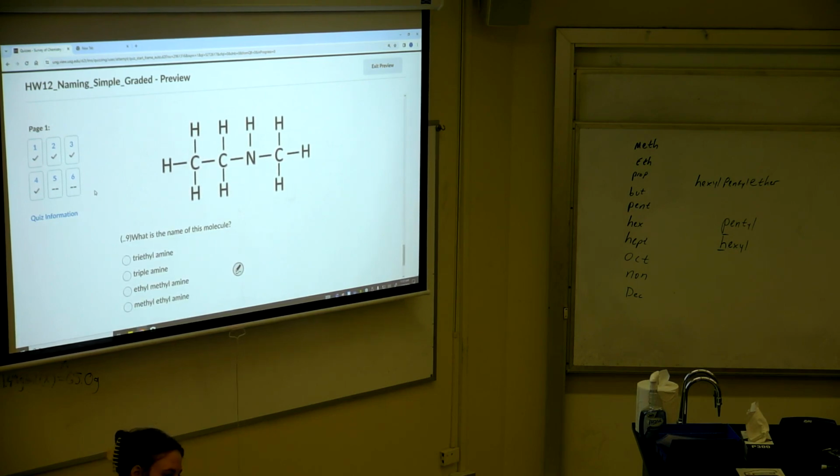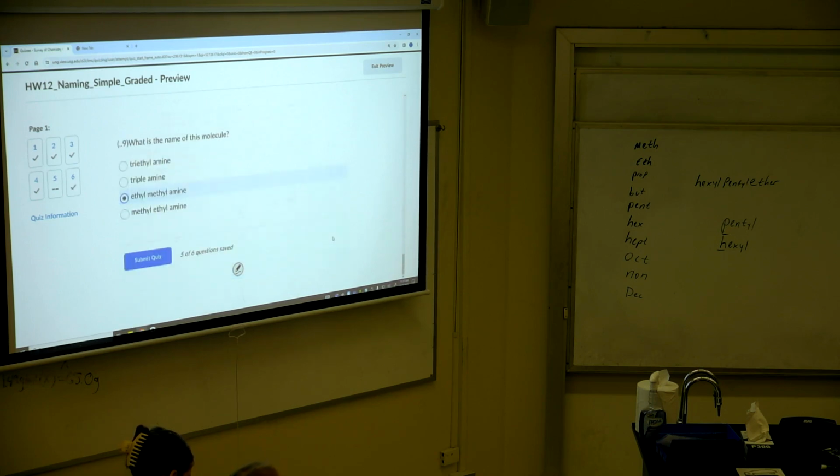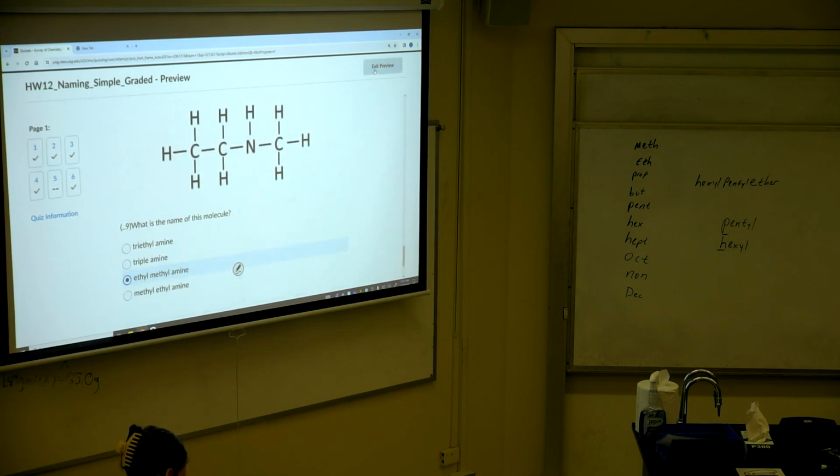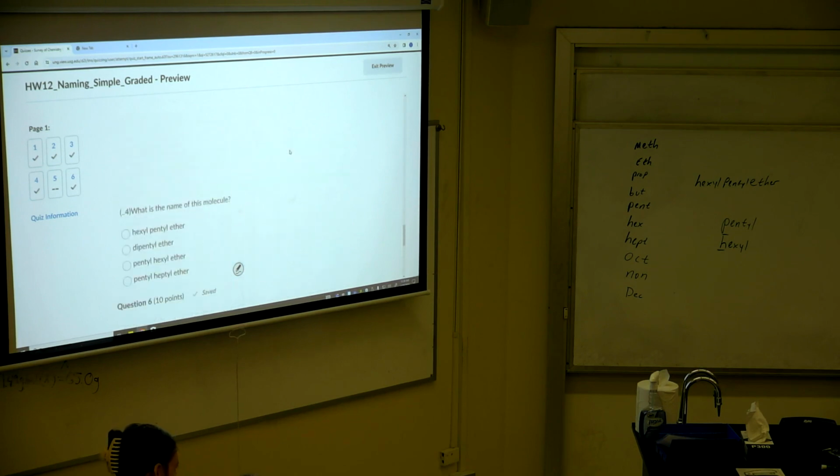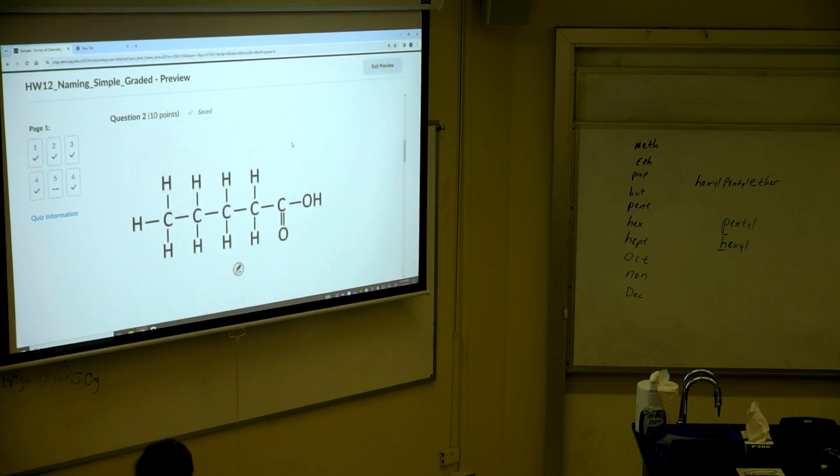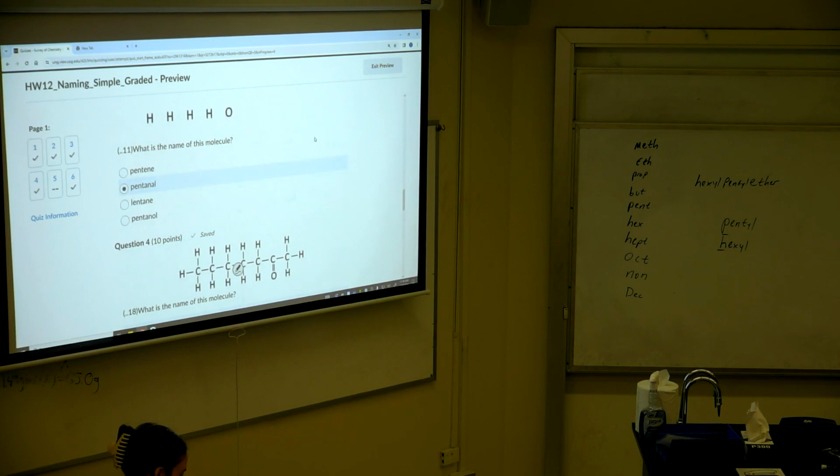So this is an amine. You've got a methyl and you've got an ethyl. So it is ethyl, methyl, amine. Alphabetical. Each one of these comes from those different question pools. So if you go through this and you get them all right, good. But just for the repetition and practice, know that they're not answer 1.